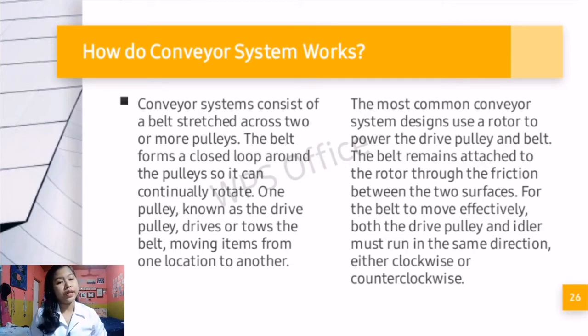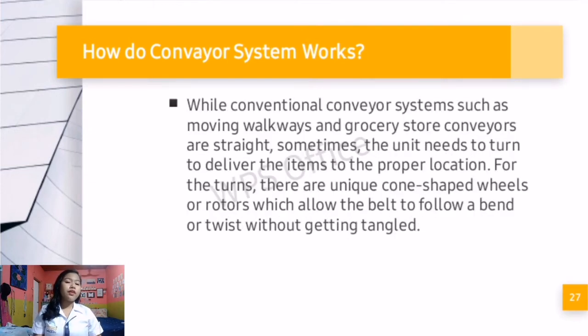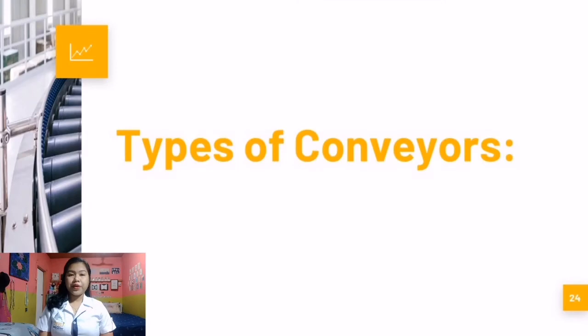or counterclockwise. While conventional conveyor systems, such as moving walkways and grocery store conveyors, are straight, sometimes the unit needs to turn to deliver the items to the proper location. For the turns, there are unique cone-shaped wheels or rotors which allow the belt to follow a bend or twist without getting tangled.